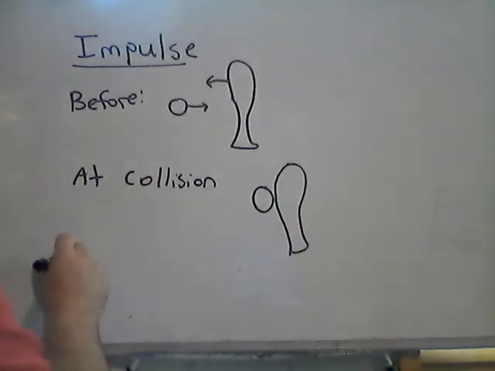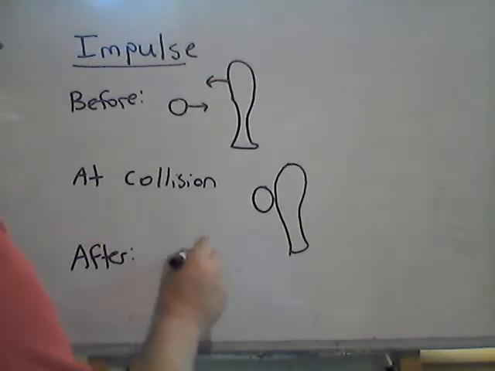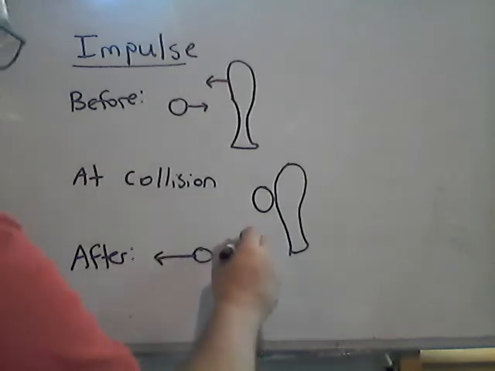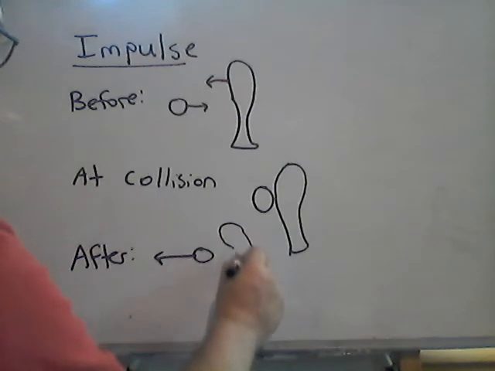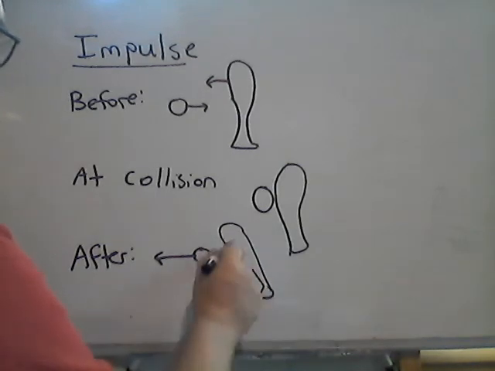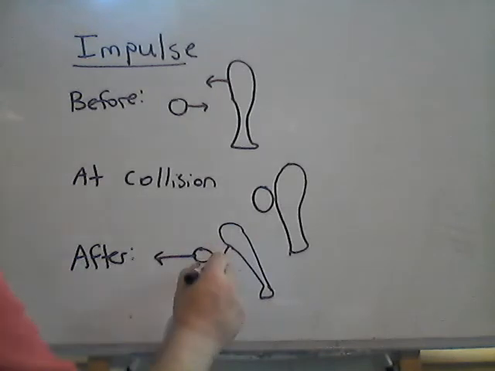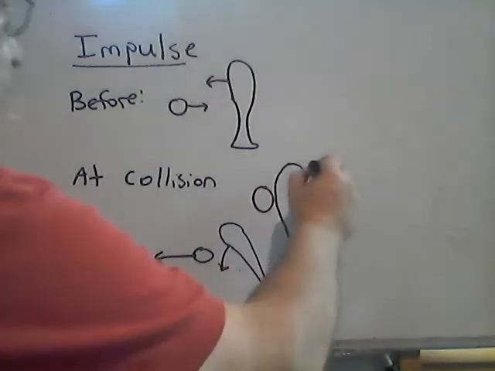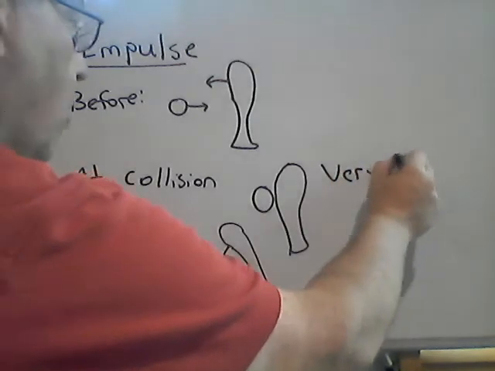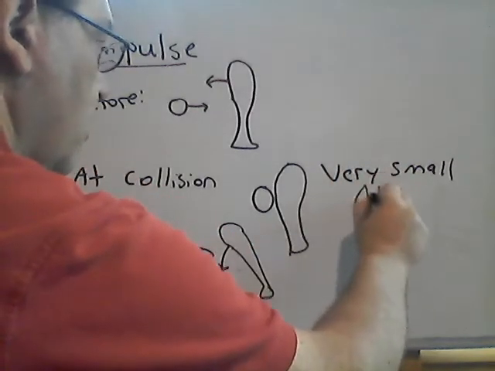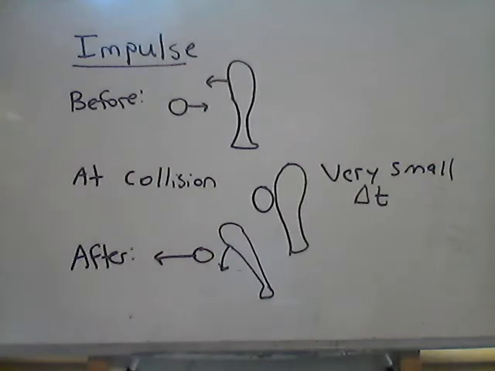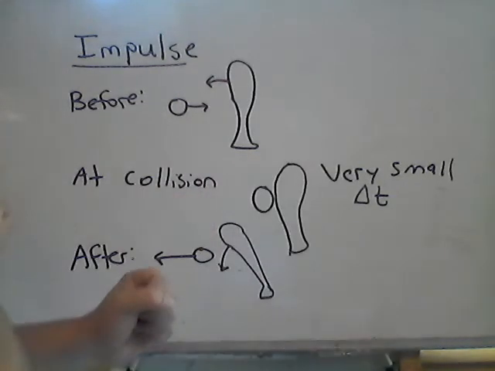Then afterwards, the ball goes back the other direction. Now the ball is screaming away, and the bat's just finishing its swing. The batter already hit the ball and is finishing the swing. And this is usually a very small delta T. We're talking milliseconds. All of a sudden you have a lot of momentum going one way, crack, and a whole bunch of momentum going the other direction, right?